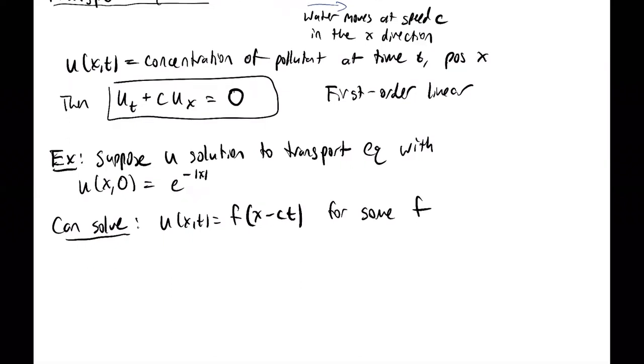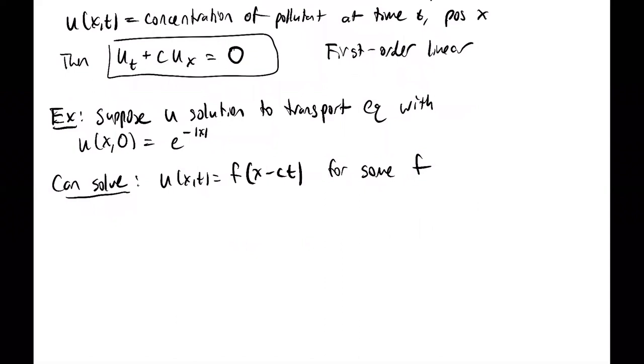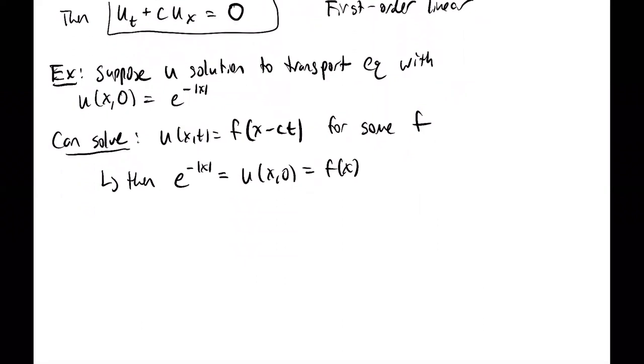Right, and so now we can use the initial condition to figure out what f must be, right? So if I set t equals 0, that has to equal e to the minus absolute value of x. But if I set t equals 0 on the right-hand side, I just get f of x. And so my function f has to just be e to the minus absolute value of x, and therefore I now know what my solution looks like, right? So u(x,t), I just plug in x minus ct to f, so it's e to the minus absolute value of x minus ct, right? And so this is my solution.